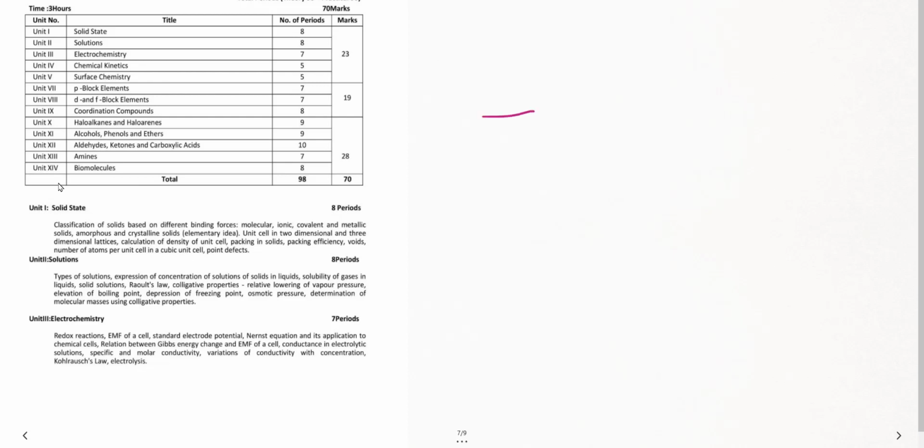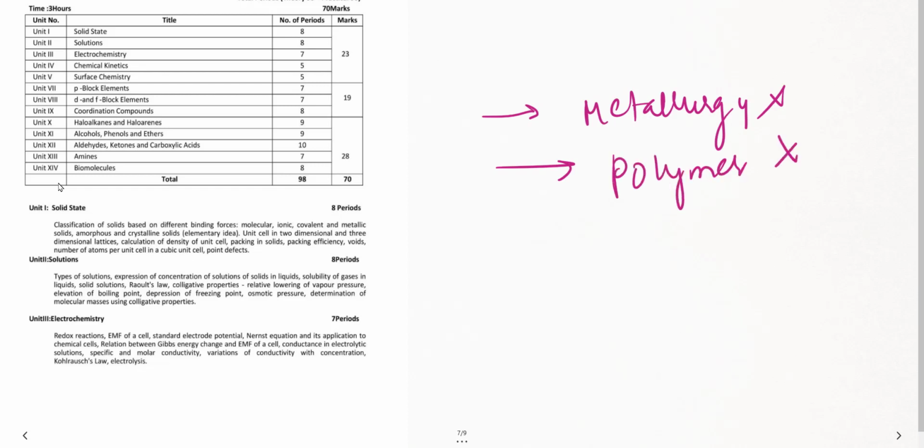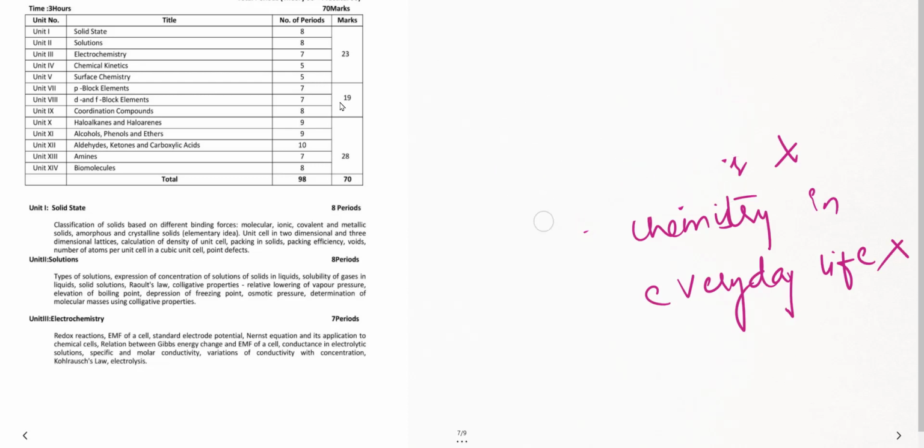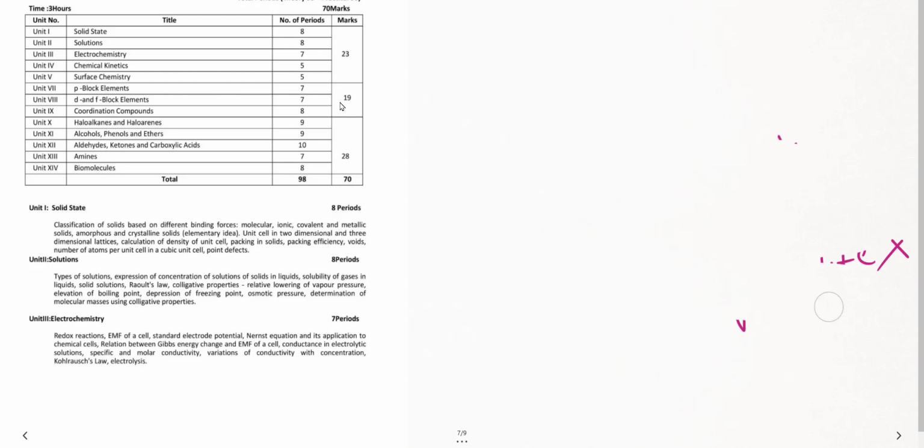The chapters which are deleted this year are metallurgy. Metallurgy has gone. This is not there this year. The next chapter which is deleted is the polymer chapter. Polymer chapter also gone. And the next chapter which is deleted is chemistry in everyday life. Most of the students ask, ma'am, chemistry in everyday life? So chemistry in everyday life is also deleted. Metallurgy gone, polymers gone, chemistry in everyday life gone. Now let us go chapter wise.